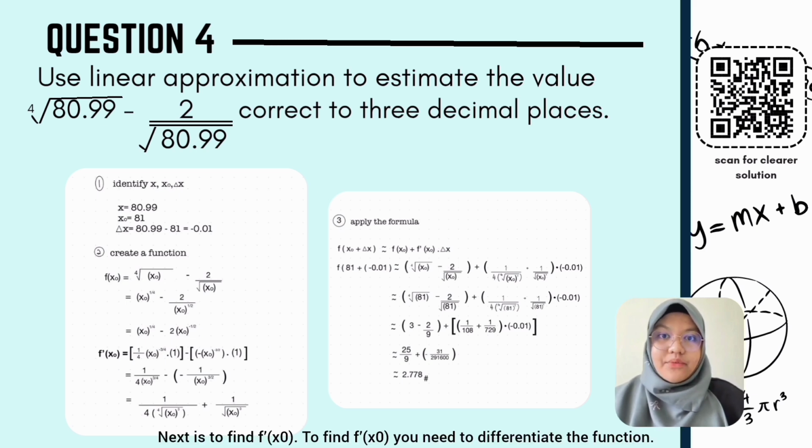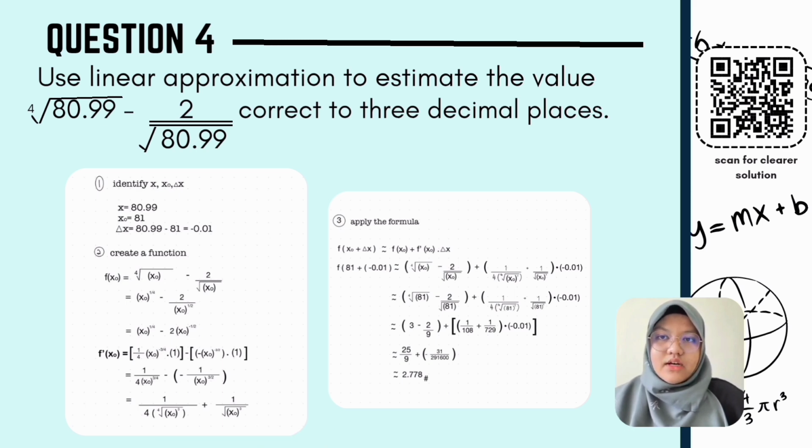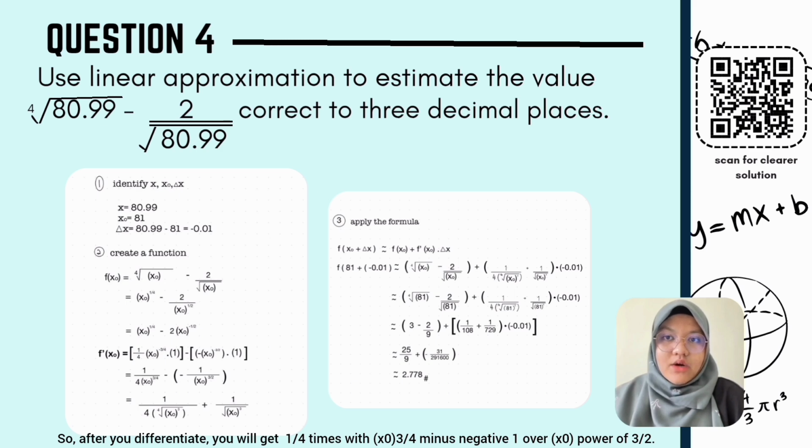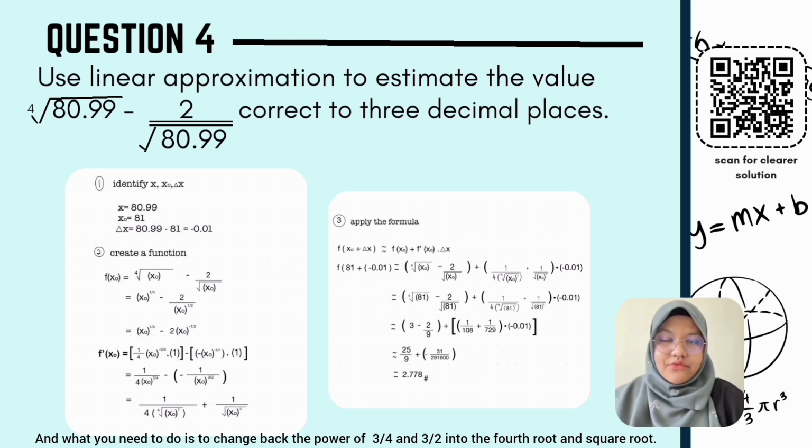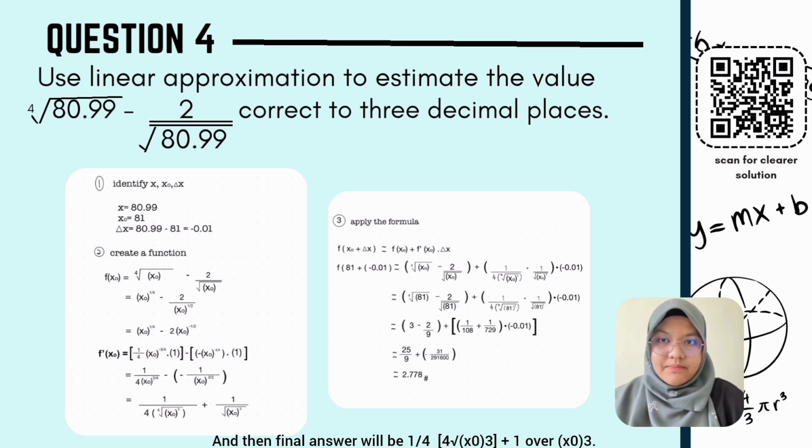Next is to find f prime of x0. To find f prime of x0, you need to differentiate the function. So, after you differentiate, you will get 1 over 4 times x0 to the power of negative 3 over 4 minus negative 1 over x0 to the power of 3 over 2. And what you need to do is to change back the power of 3 over 4 and 3 over 2 into the fourth root and square root. And then the final answer will be 1 over 4 (fourth root of x0 to the power of 3) plus 1 over square root of x0 to the power of 3.